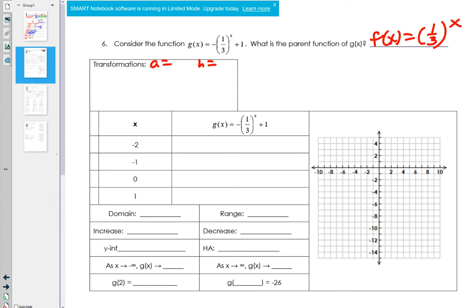But now let's identify the transformations. A, H, K. What's A here? -1. Good. Read, what's H? No, H. What is H? 0. Good. And what's K? 1.